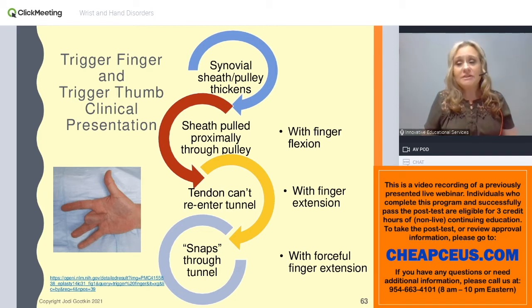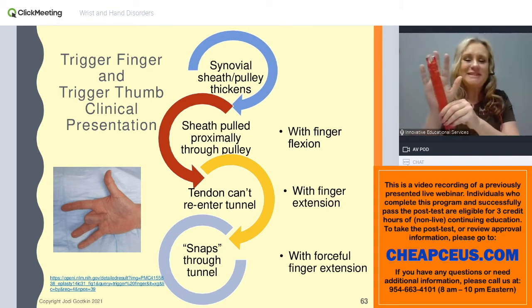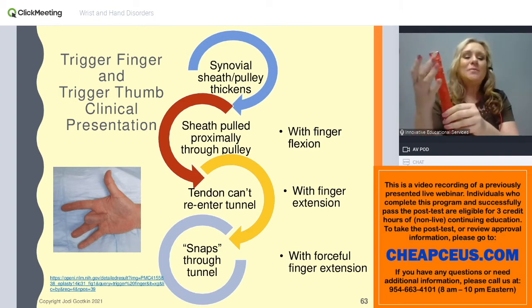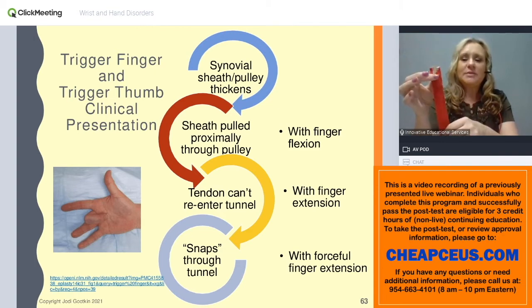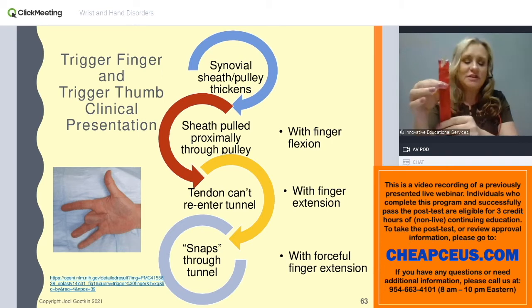So when pathology results, we need to look at the relationship. And I'm just going to use my little chopstick here to give us a visual. Whatever the reason, the individual has a pathology where my chopstick is my tendon, my wrapper is our sheath here.